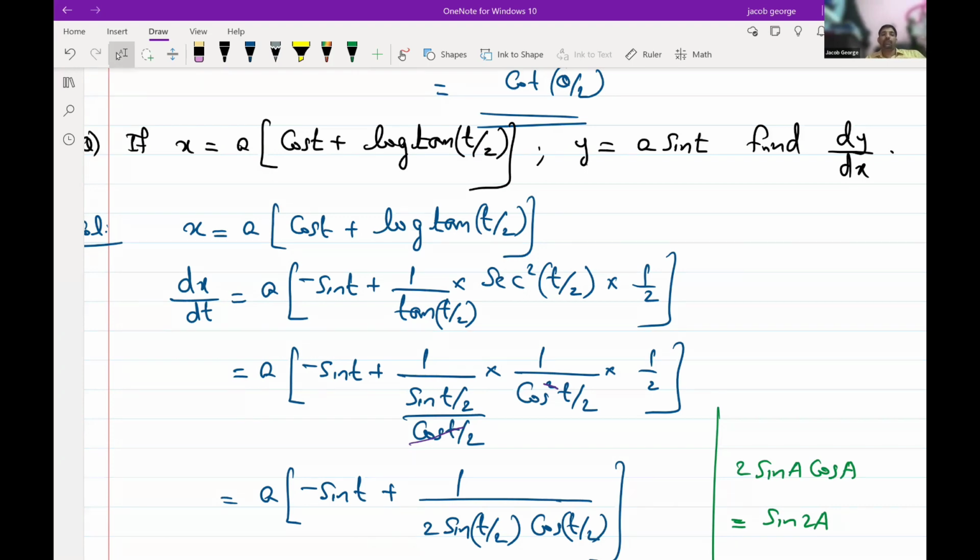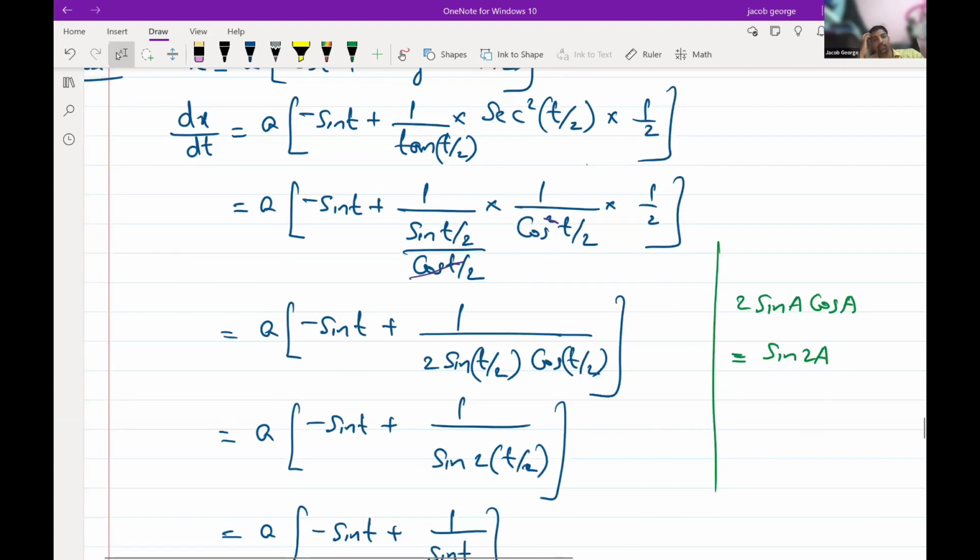So x is a into cos t plus log tan t by 2. Here dx by dt is a into derivative of cos t is minus sin t plus log tan t by 2, 1 by tan t by 2 into derivative of tan, that is sec square t by 2 into 1 by 2. So we get a into minus sin t plus 1 by sin t by 2 by cos t by 2 into 1 by cos square t by 2 into 1 by 2. And that when you simplify, we get 1 by 2 sin t by 2 into cos t by 2. That is of the form 2 sin a cos a, sin 2a.